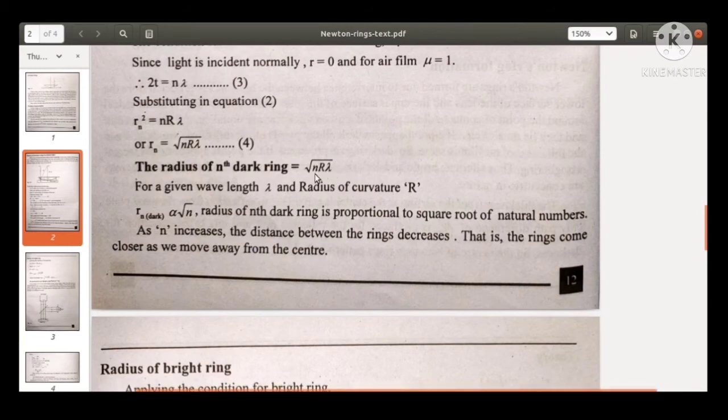So this is the expression for the radius of the dark ring, square root of nRλ. For a given wavelength λ and radius of curvature R, this is the expression. So Rn is proportional to the square root of n. That is, the radius of the nth dark ring is proportional to the square root of the natural numbers. As n increases, the distance between the rings decreases. That is, the rings come closer as we move away from the center.